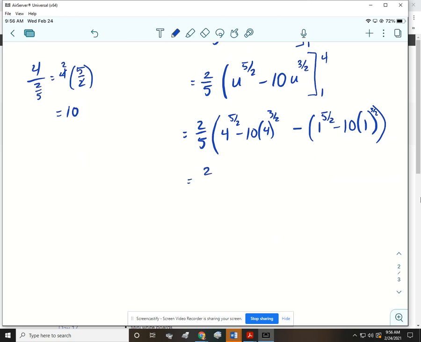Okay, so then to raise something to the 5/2, you're going to take the square root and then raise that to the 5th power. So the square root of 4 is 2, 2 to the 5th is 32. All right, and then to the 3/2, we do the square root of 4, which is 2, and 2 cubed is 8. Right, and then this just ends up being 1 minus 10.